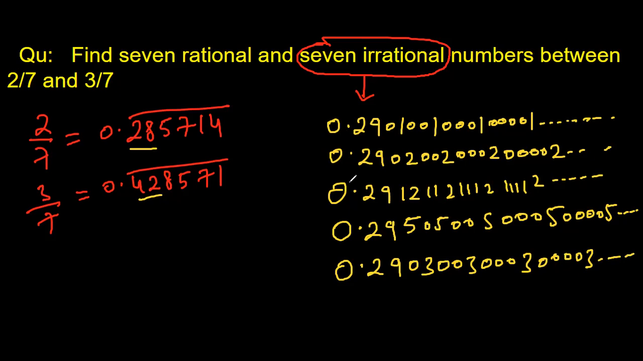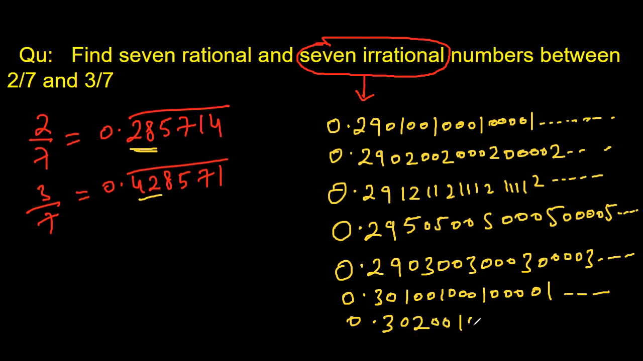So how many? 7 were asked. 1, 2, 3, 4, 5. We have already written. So we can also take 0.30. This is not a problem. We can go up to 42. So I can take 0.30 and then 1 0 0 1 0 1, four times 0, 1 and continue. One more number you want to write, so you can take the same 30 and 2 0 0 1 0 1, four times 0, 1. So whatever. Likewise we can write as many numbers as we want. So these are the 7 irrational numbers.